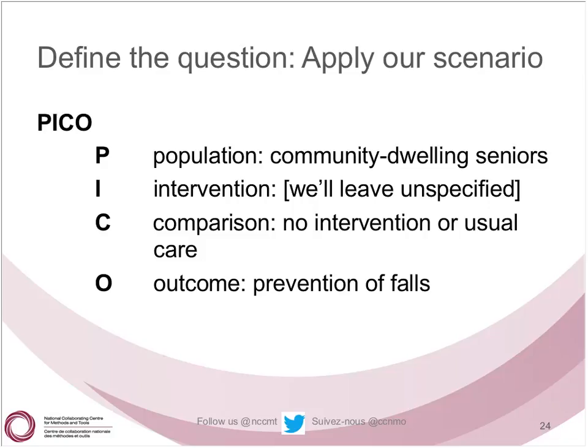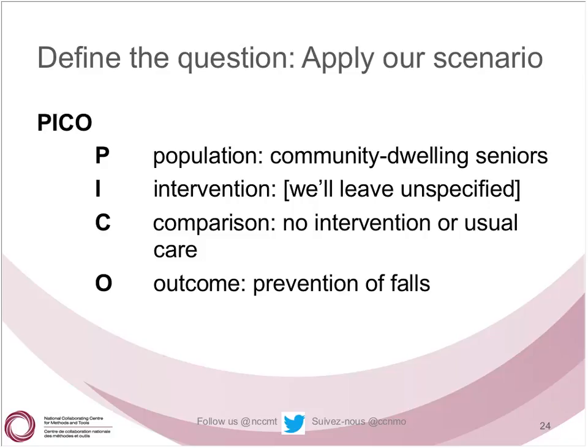The outcome that we're interested in, I'll say here, is prevention of falls. But if you work in this area, you'll know that sometimes the outcome might not exactly be prevention of falls, but prevention of repeated falls or prevention of falls that result in hospitalization. So you can, again, get more specific about the outcome or about really any of these variables.